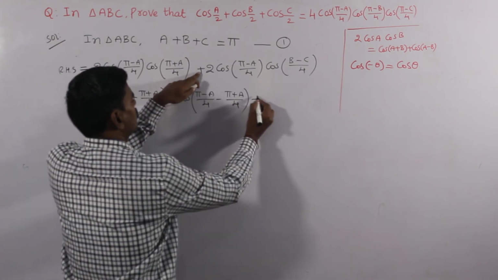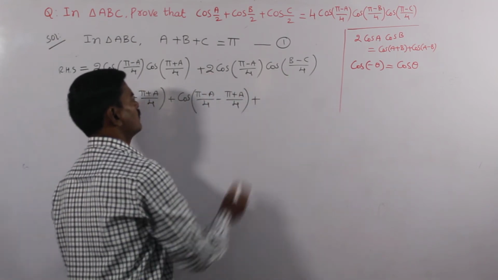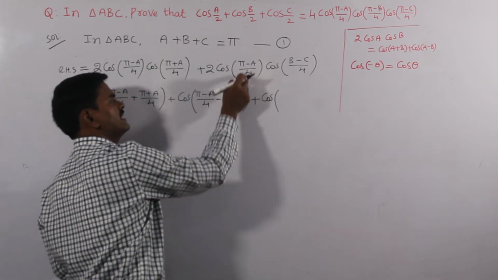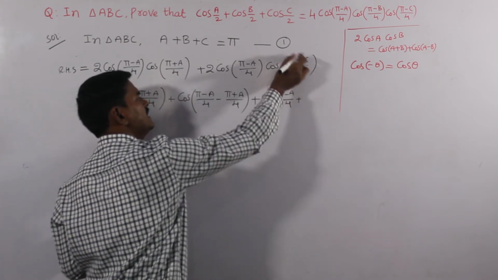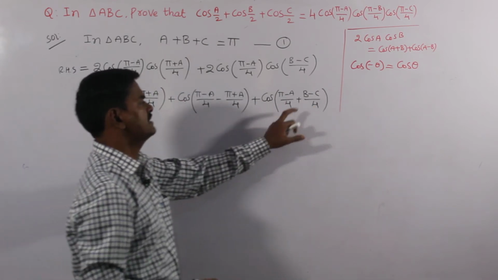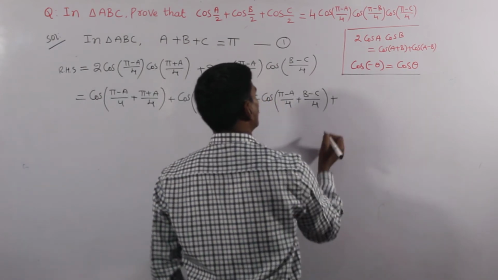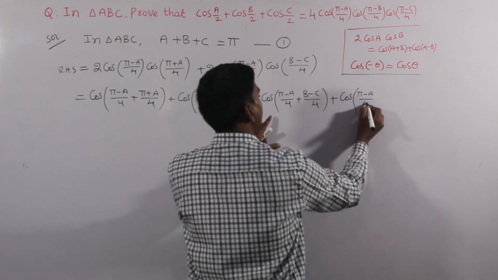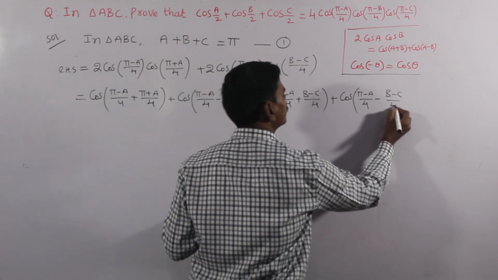Next, in the middle we have plus. This is also in the form of 2 cos a cos b. Same formula. Cos of a plus b. Here a is (pi minus a) by 4, and b is (b minus c) by 4. So I wrote cos of a plus b, plus cos of a minus b. I should write a as (pi minus a) by 4 minus b as (b minus c) by 4.